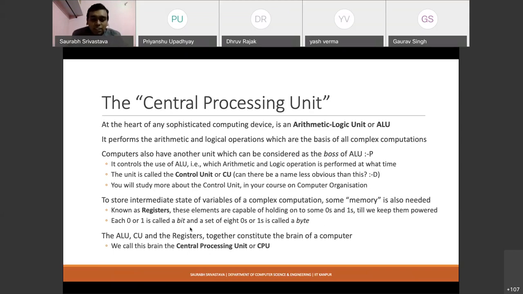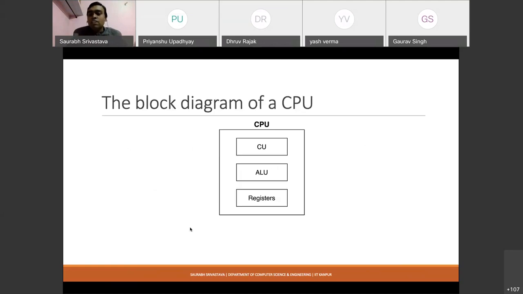So this ALU, this control unit, and these registers basically form the brain of your computer. This is essentially the core of everything that your computer does, even something as complicated as streaming and chatting and sharing presentations, all of it essentially gets mapped to these three things, ALU, CU, and registers. So this is the actual brain of your whole computer where processing happens, and we call it the central processing unit. This is basically a block diagram of a CPU. You have a control unit, you have an ALU, and you have some registers.